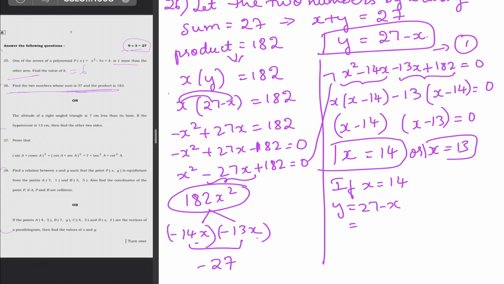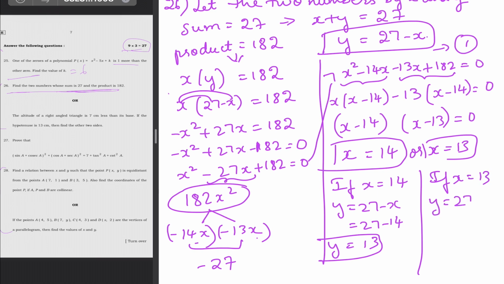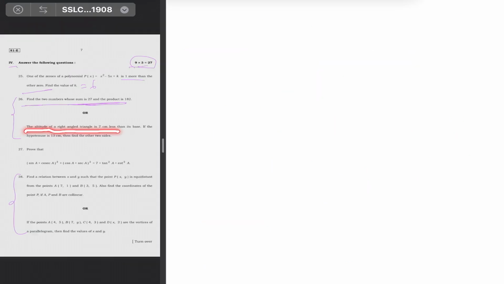y is equal to 27 minus x, that is 27 minus 14 will be 13. That is y is equal to 13. If x is equal to 13, y is equal to 27 minus x, that is 27 minus 13, y will be equal to 14.